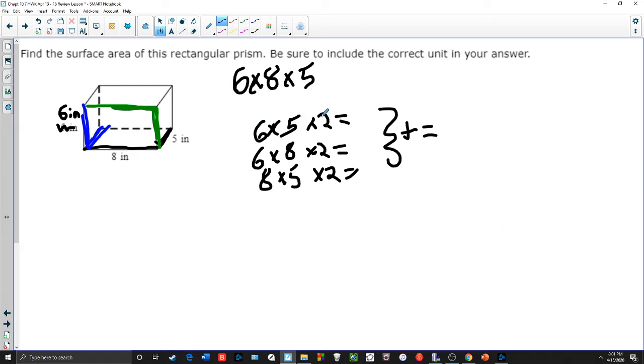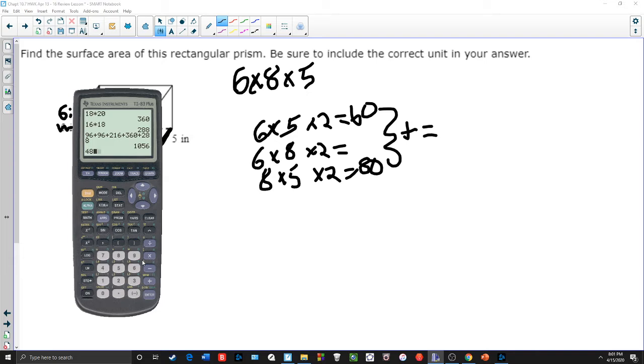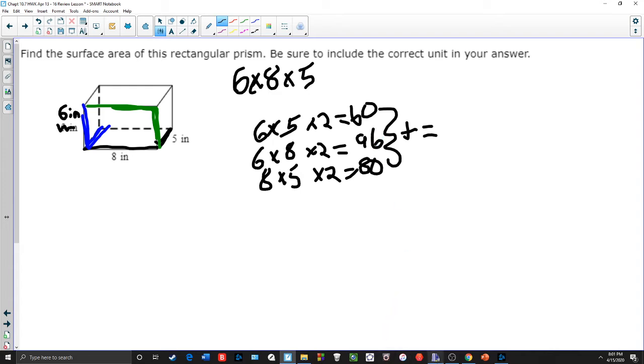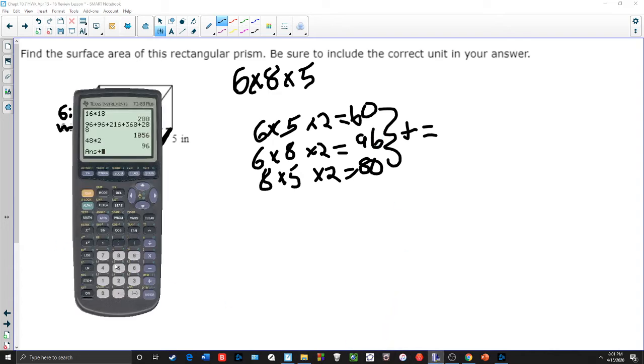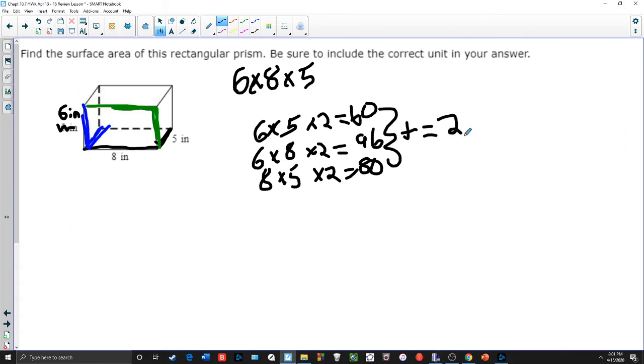So 6 times 5 times 2, well, that's 10 times 6, that'd be 60. Let me make that 60 better, just because it's annoying me. So 60, there we go. Here, 5 times 2 is 10, times 8 is 80. And then here, 6 times 8 is 48. 48 times 2 is, just so I don't have to do this twice, 96. And then you add all these together. 80 plus 60 plus 96, 236. So 236 square inches would be your answer.